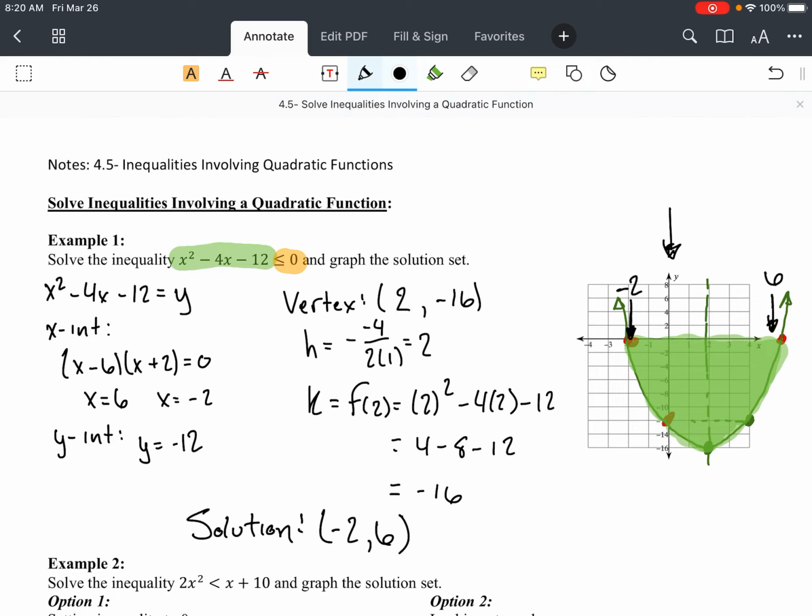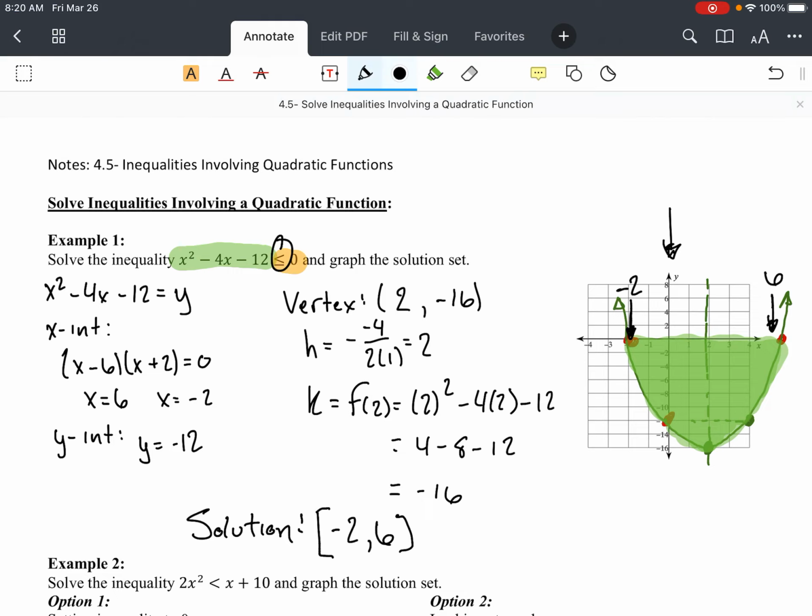And then because we have this inequality sign, so it's less than or equal to 0, we're actually going to change these parentheses to brackets, right? Because we have to include that 0 line. Okay, so my graph is below 0 from negative 2 to 6.